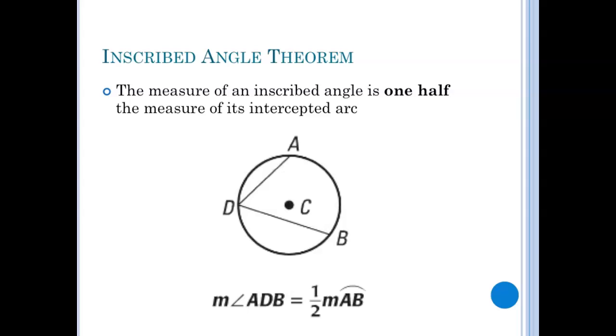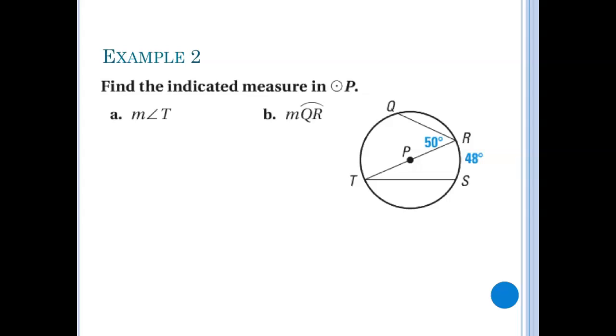Take a look at example 2. Find the measure of angle T. Now if you see here, the measure of arc RS is given to us as 48 degrees. Because angle T is an inscribed angle and RS is the arc that it intercepts, we know that angle T must be equal to half of the measure of arc RS. So 1/2 of 48 degrees is equal to 24 degrees.